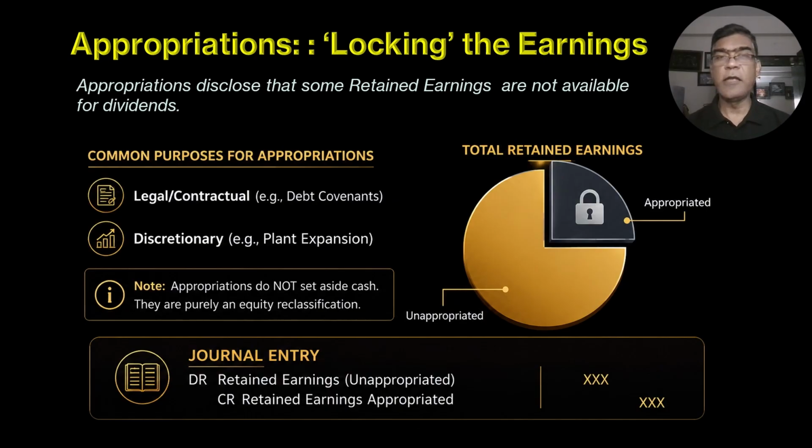The journal entry is straightforward. Debit retained earnings unappropriated. Credit retained earnings appropriated. This shifts part of the balance into a restricted category. In essence, appropriations communicate transparency. They show stakeholders that some profits are earmarked for a specific commitment rather than dividend distribution.